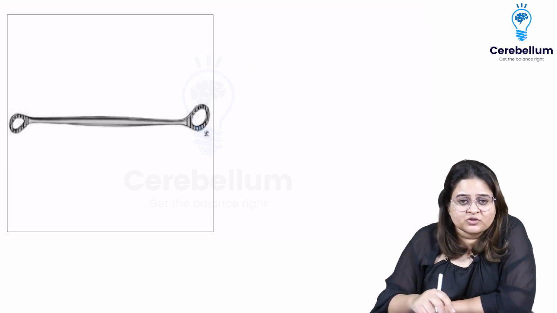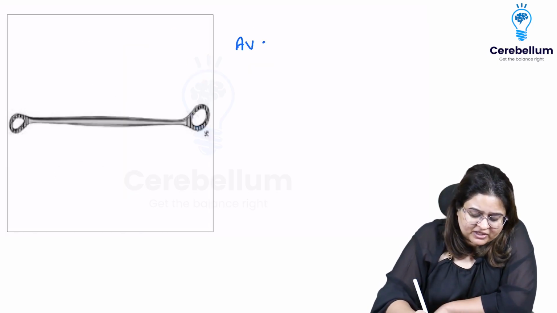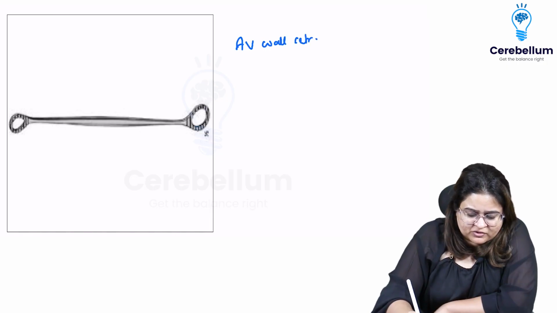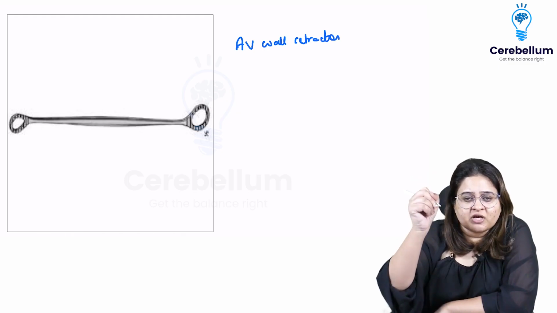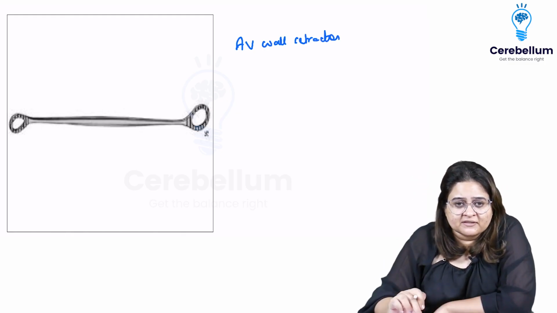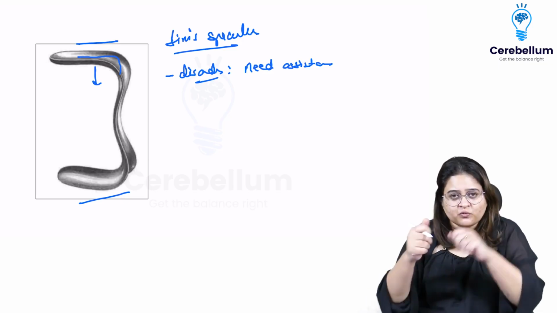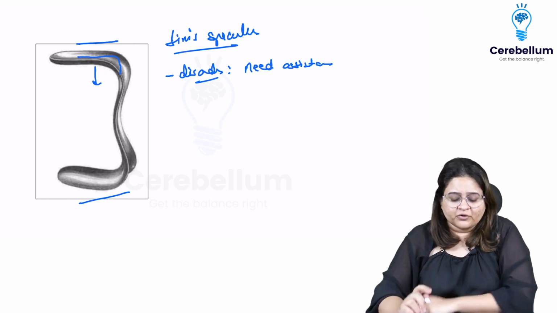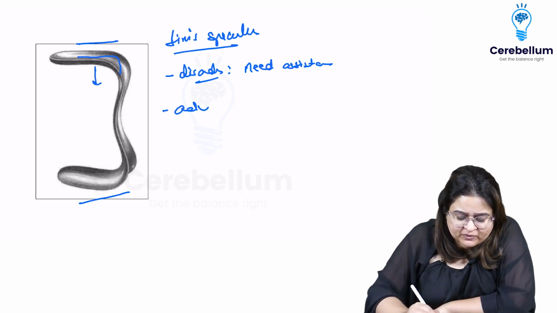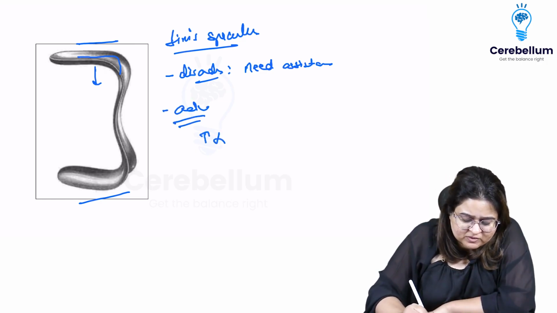And then using this instrument, what is this? This is an anterior vaginal wall retractor. Using this instrument, you lift the anterior vaginal wall and only then can you see the cervix. So you need both instruments together, and you need assistance. And once you use both your instruments, your hands are again occupied. But the advantage is you have much more space. So space is a lot.